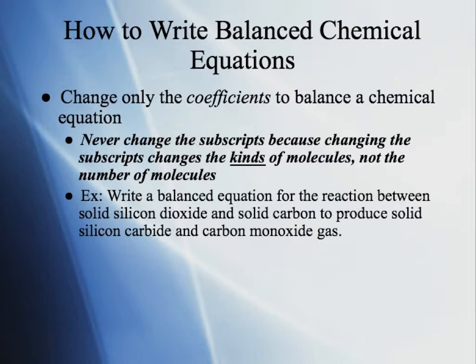All right, so let's take a look at some examples on how to write balanced chemical equations. So for all of these, you're going to need your knowledge of combining elements together to make compounds, writing those compound formulas out, and then balancing in the end. All right, so here's our example. It says, write a balanced equation for the reaction between solid silicon dioxide and solid carbon to produce solid silicon carbide and carbon monoxide gas. All right, so don't freak out. Let's start with one compound at a time.